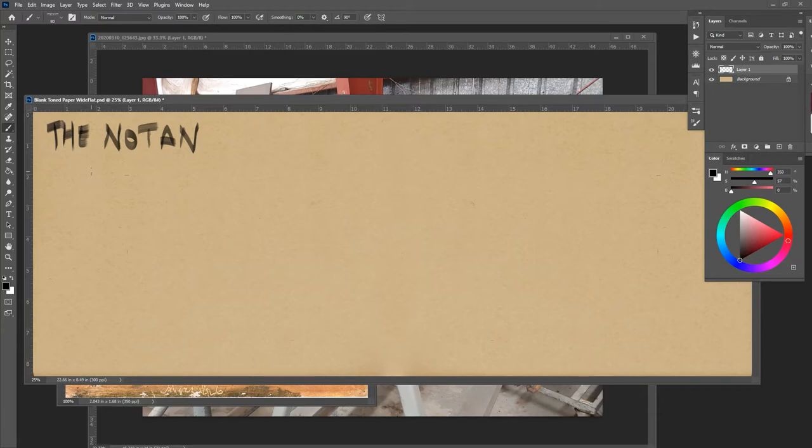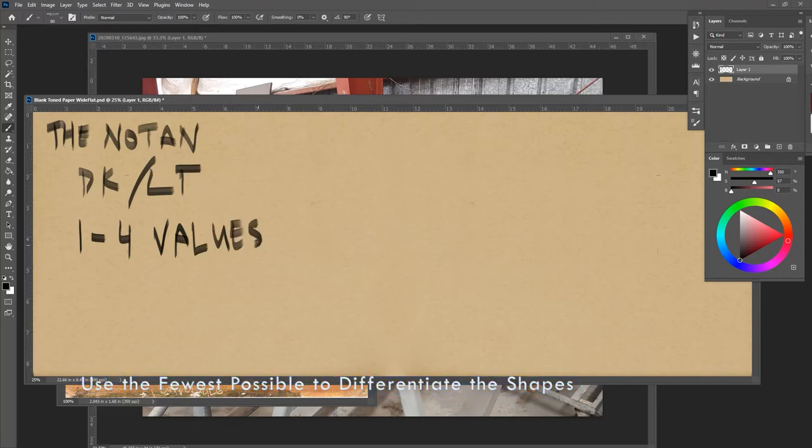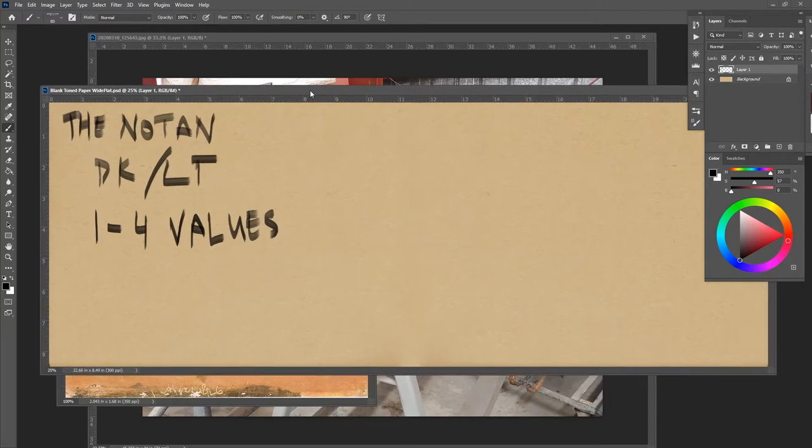It is basically a dark light divide, and you're making a very clear decision about what is in shadow and what is in light. Typically, it is 1 to 4 values. We are going to do our first Notans with just a single value, as if we're sort of drawing with paint. We won't be going back in with white, we'll only be using just black paint.